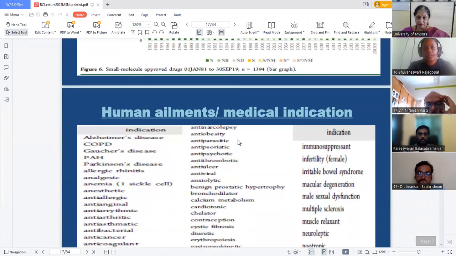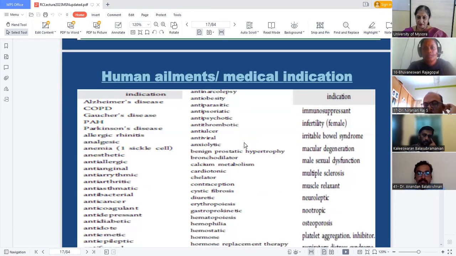And all this is necessary because we are actually contemplating the use of drugs in the treatment of human ailments. So according to us, an ailment is a manifestation of a disease. And there are several classifications in this. We know cardiovascular, we know respiratory, we know Alzheimer's and all of them.